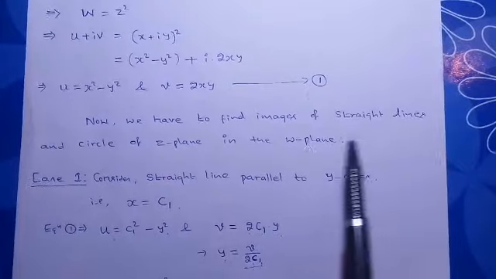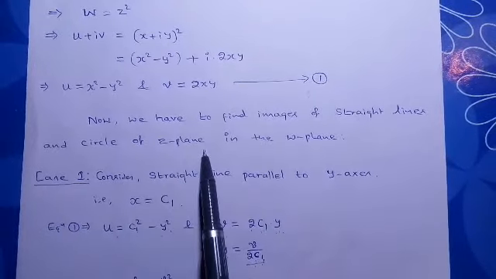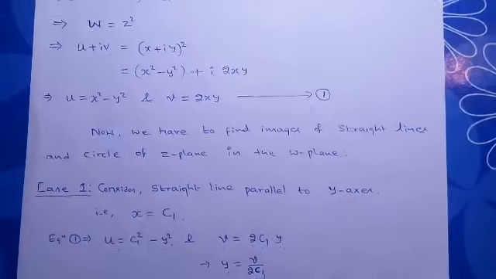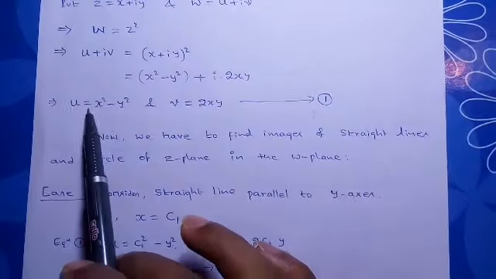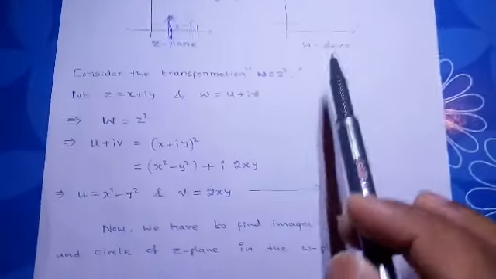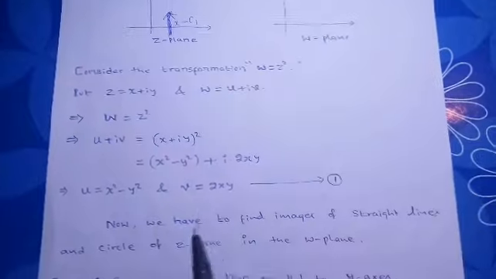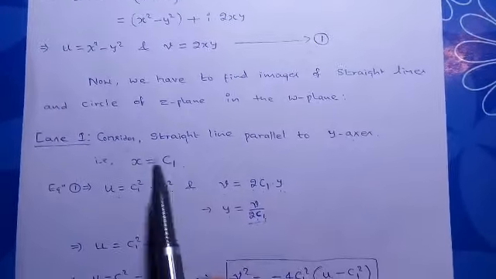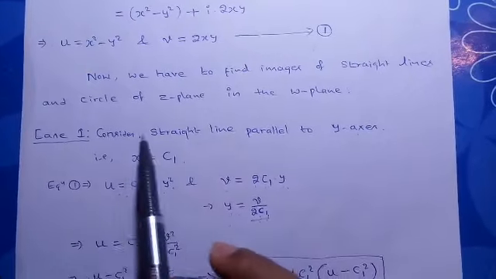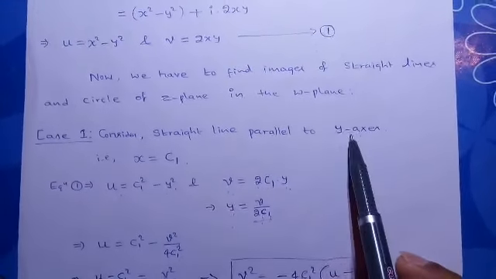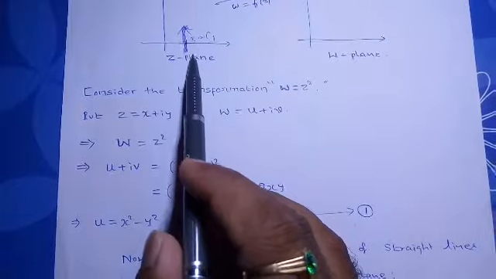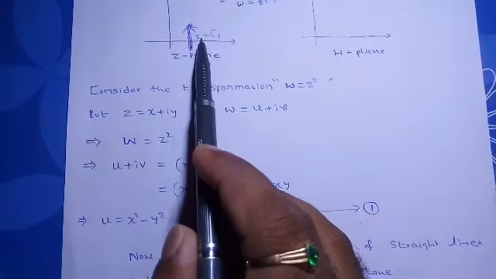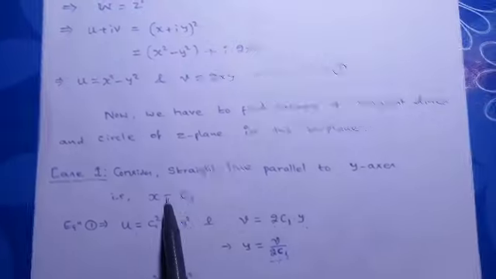Now we have to find images of straight lines and circles of the z plane in the w plane. Here we have the equations for u and v. u and v are the coordinates in the w plane. We have the expressions. By considering a straight line in the z plane, that is case 1, consider a straight line parallel to the y axis. That equation is x equal to c1.